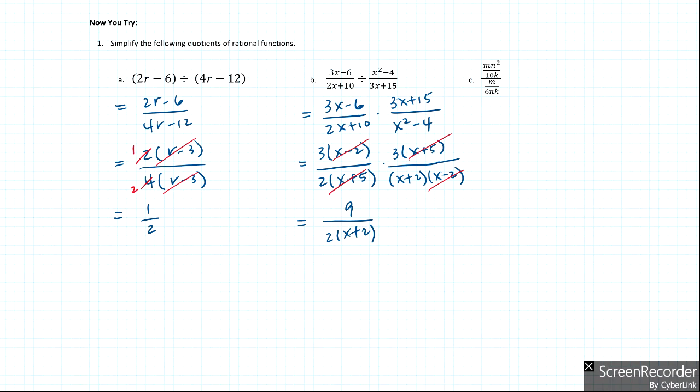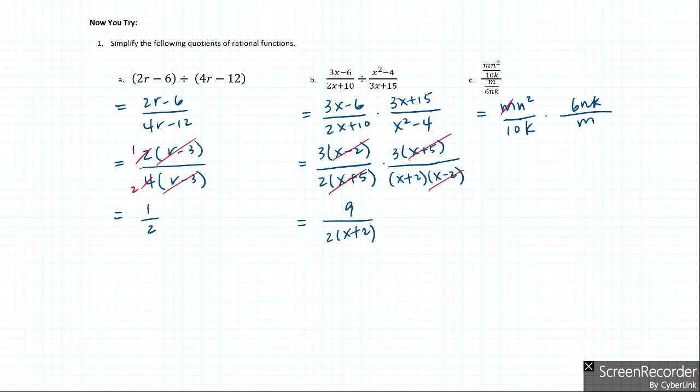Lastly, we have a fraction over another fraction. Again, we can convert the division problem into a multiplication problem. So we can change it to multiply by the reciprocal of the denominator, which is 6nk all over m. And once we get to the multiplication problem, we see there's only one term in each numerator and denominator because there's no addition or subtraction involved whatsoever. And then that means we have factored form already to start simplifying.